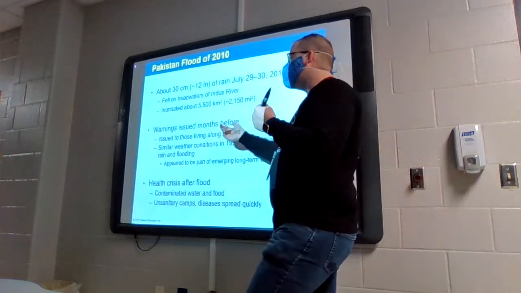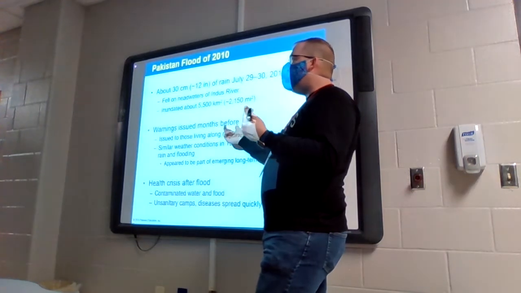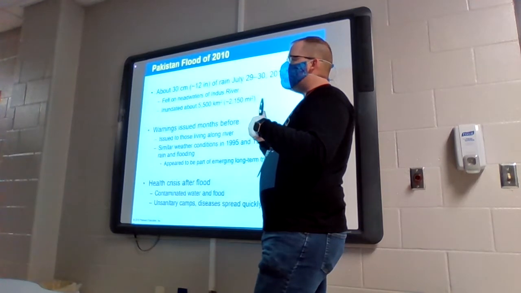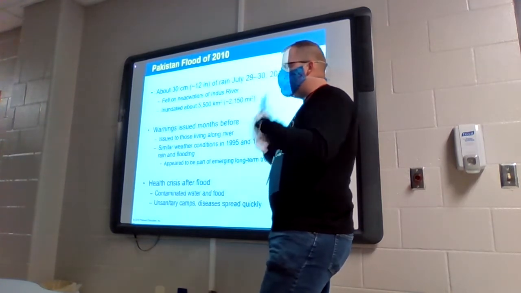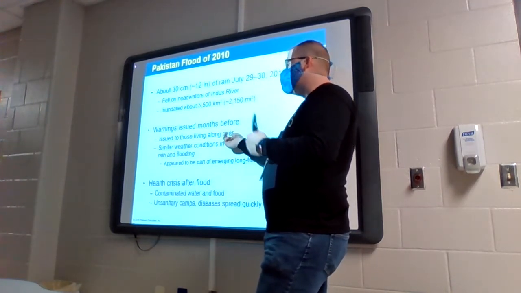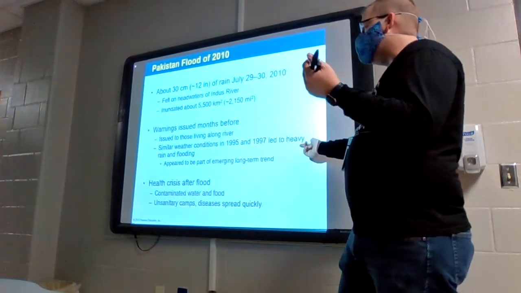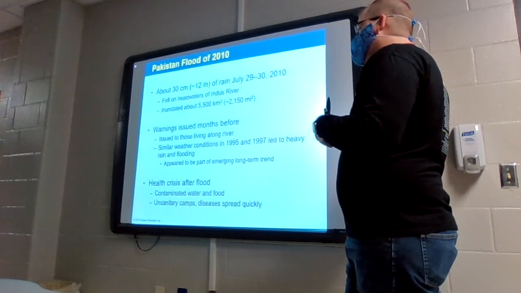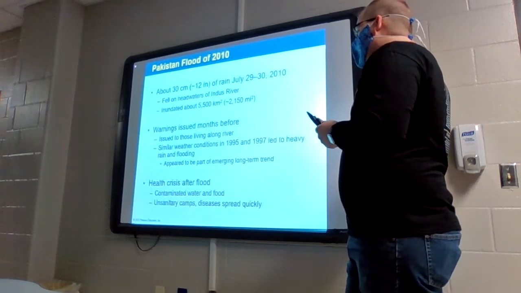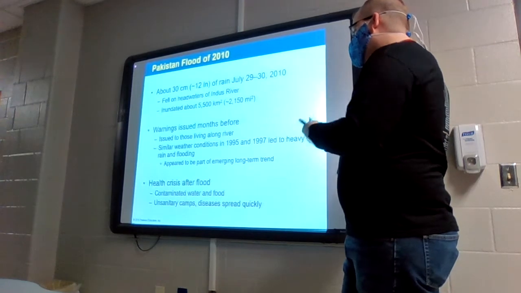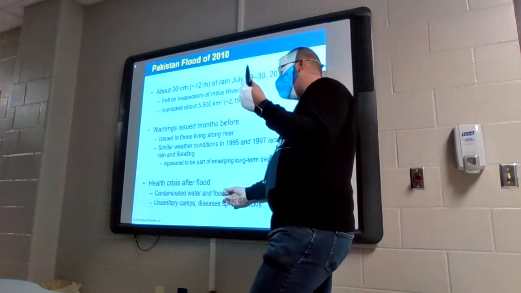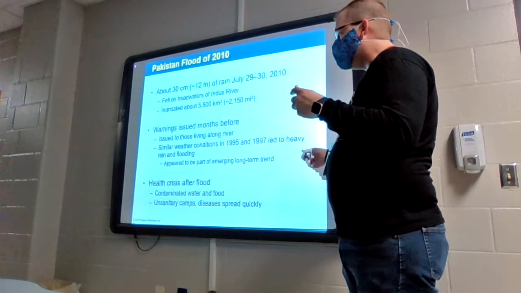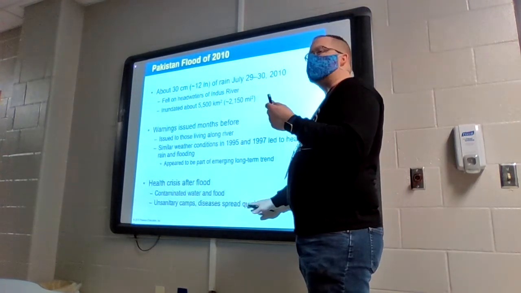So warnings were issued months beforehand, so they knew this was going to happen. They have wet seasons in this part of the world that don't come very often, and they're usually prepared for them. Warnings were issued to those living along the river. Similar weather conditions occurred in 1995 and 1997, which led to heavy flooding, just like they saw this time. There was a health crisis after the flood that contaminated food and water, unsanitary camps, and diseases started to spread quickly. That happens in a lot of floods.